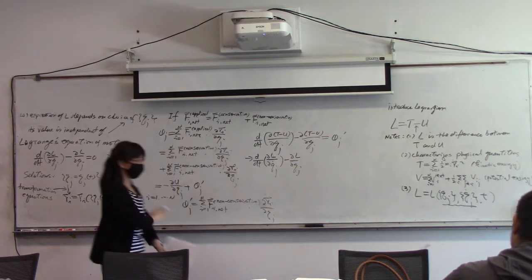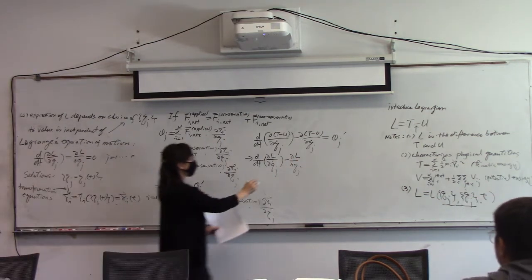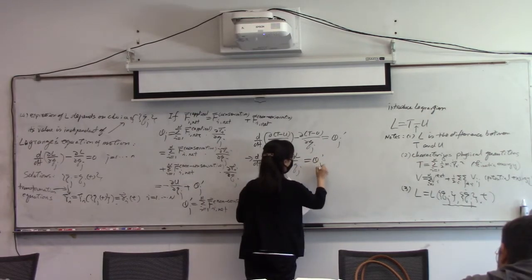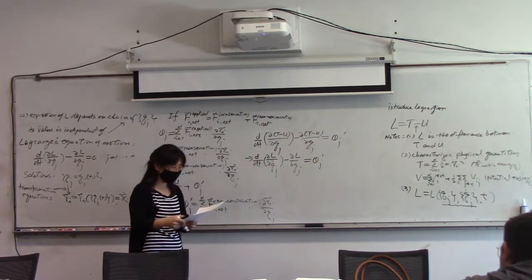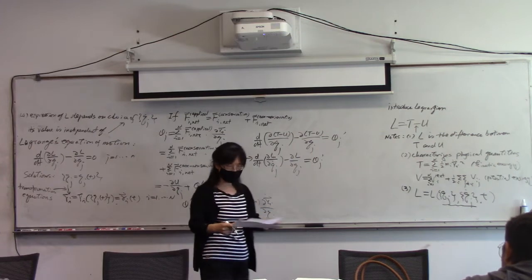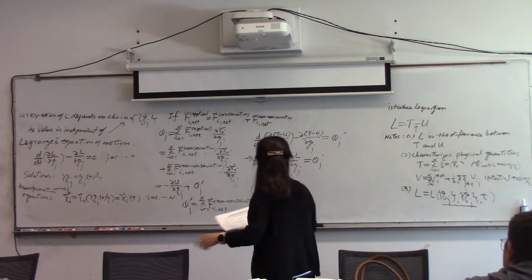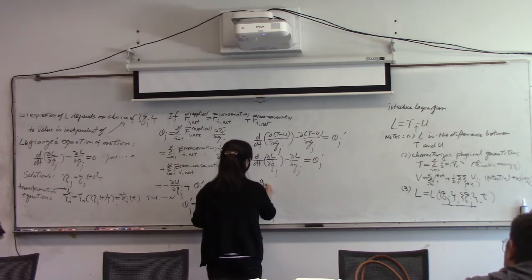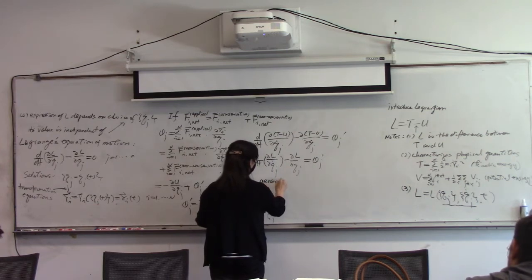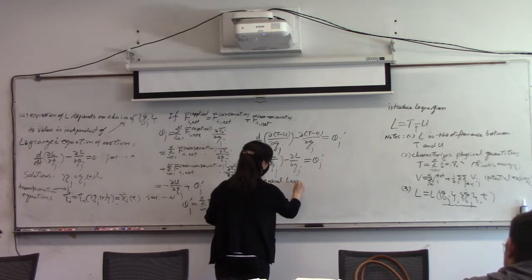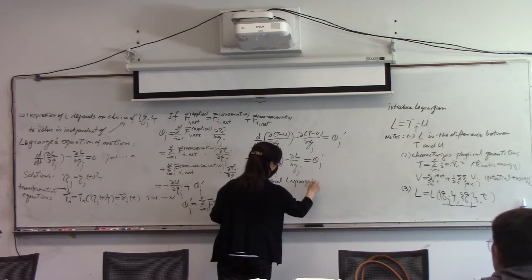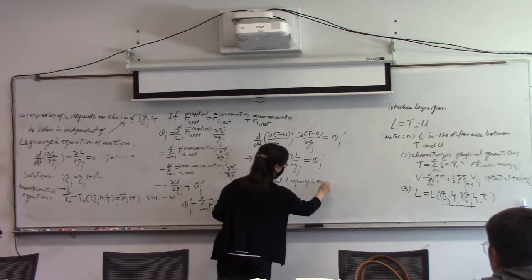So the left-hand side is the same as before, but if we have such a non-conservative force, the right-hand side is non-zero. That is what we call the general Lagrange equation of motion.